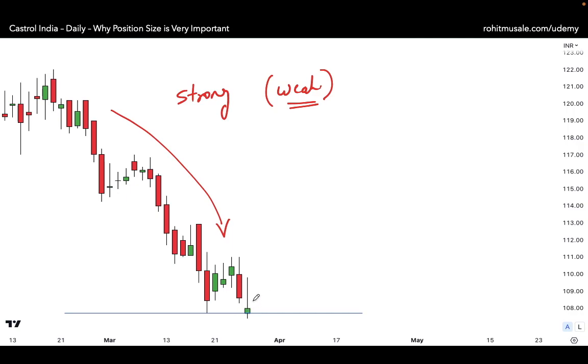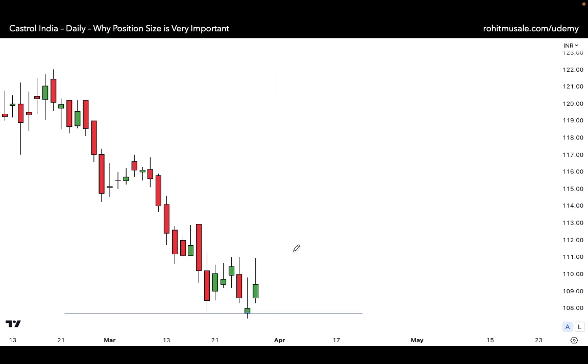Okay, and this inverted hammer beautifully tests or confirms the prior support level. Any candle that opens below the support level but closes above it is very bullish in nature. You combine that knowledge with the fact that this is an inverted hammer, then you are looking at a fantastic trade. So let's see what happens next.